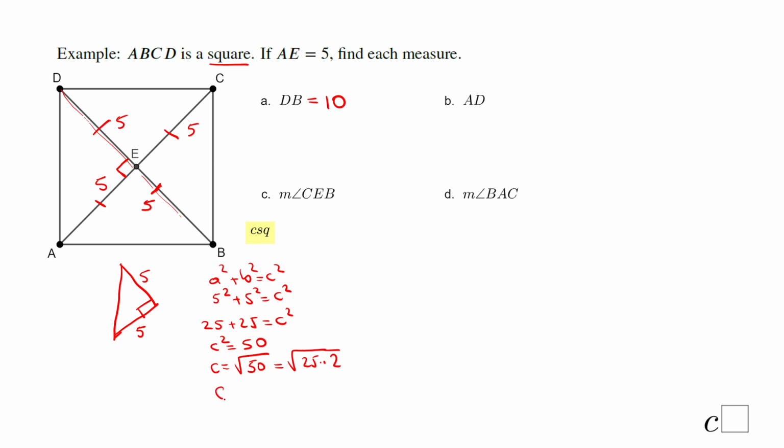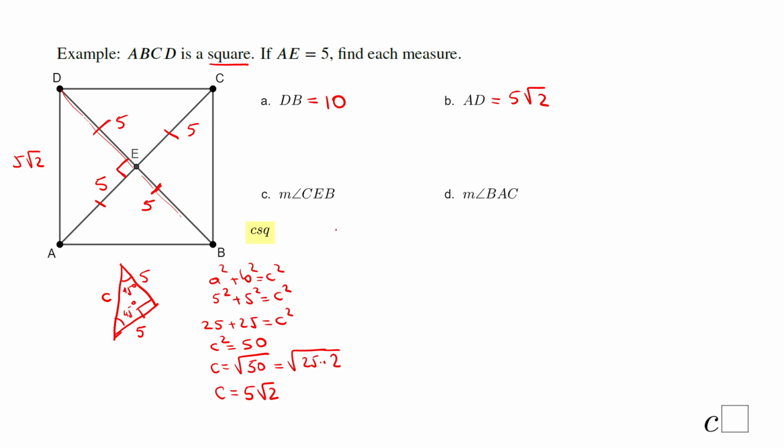So that means c, which is going to be 5 square root of 2. Remember, c is nothing else than AD. 5 square root of 2 is AD. Another way to find this one, if you learned special triangles, you should see this one as a 45-45-90 triangle, which tells you 5 and 5 square root of 2. If you did not learn that, then use the Pythagorean theorem.